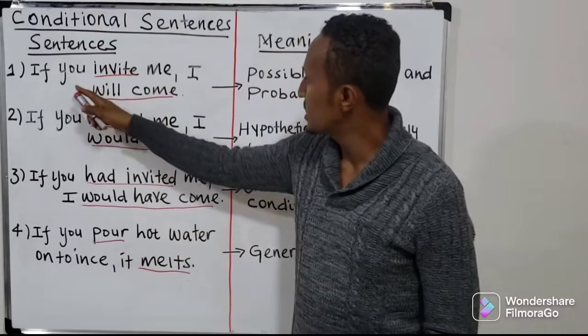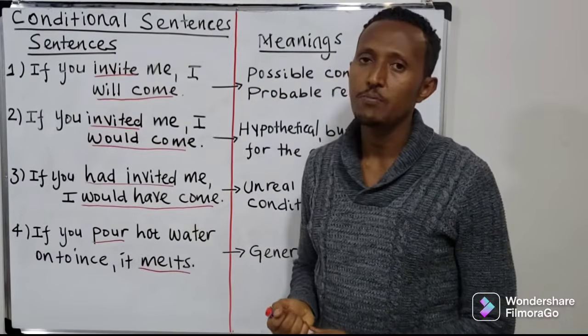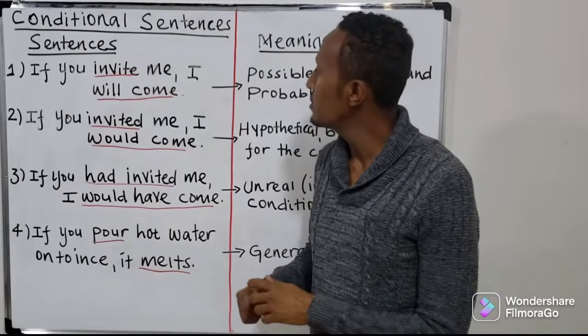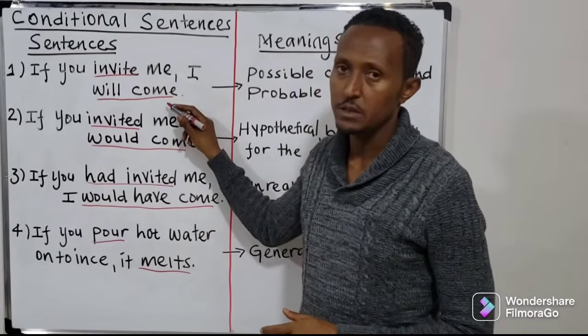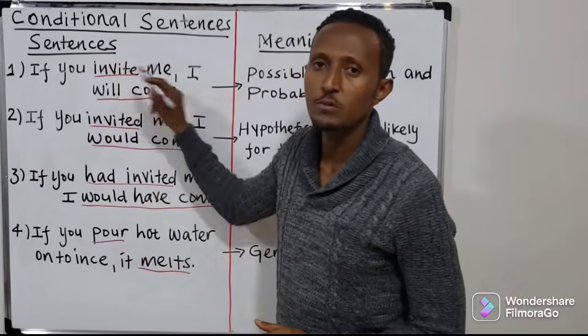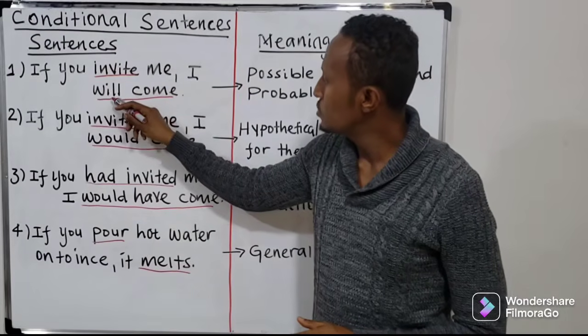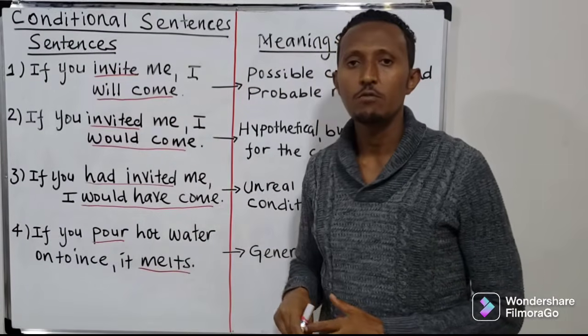Let me take you to the first case. If you invite me, I will come. We have an if clause and we have a main clause next. In the if clause there is a verb 1 form, that is invite, whereas in the main clause we have simple future form, will plus verb 1 form.